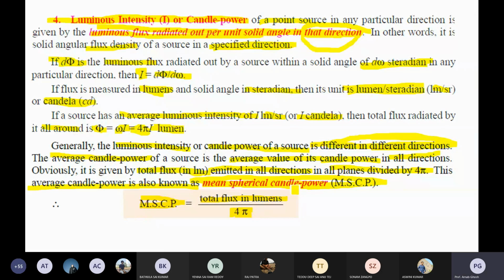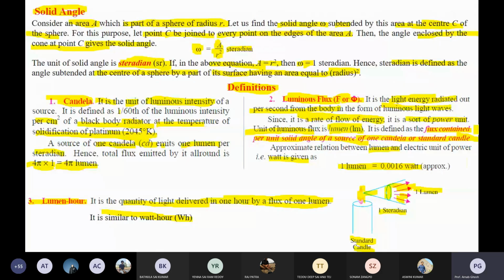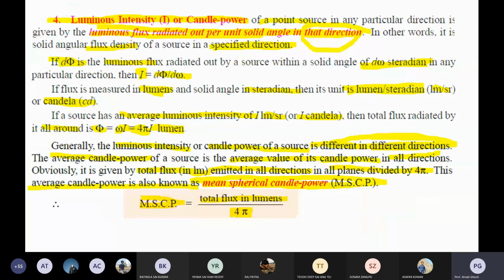Now the luminance of an extended source. Suppose the area of an element of the extended source has changed from delta A to delta A dash. You can see in the diagram that the source has changed from this point to here, with the angle phi. So what is an extended source?